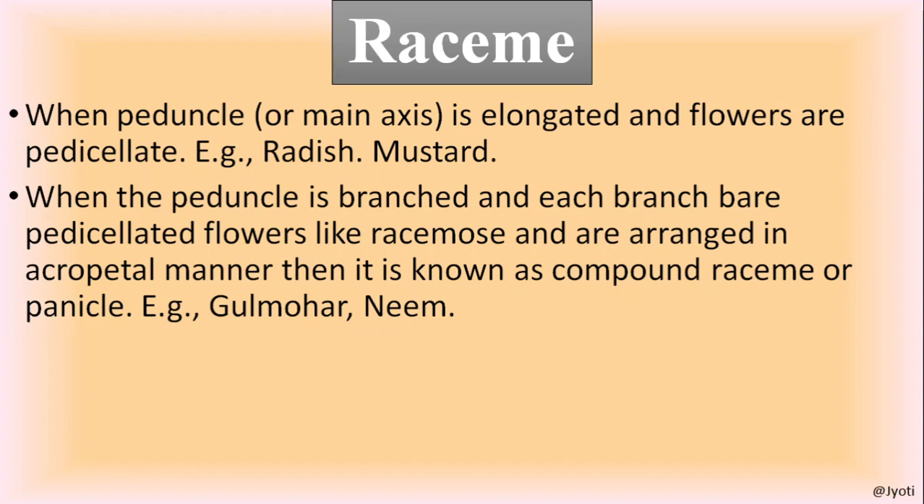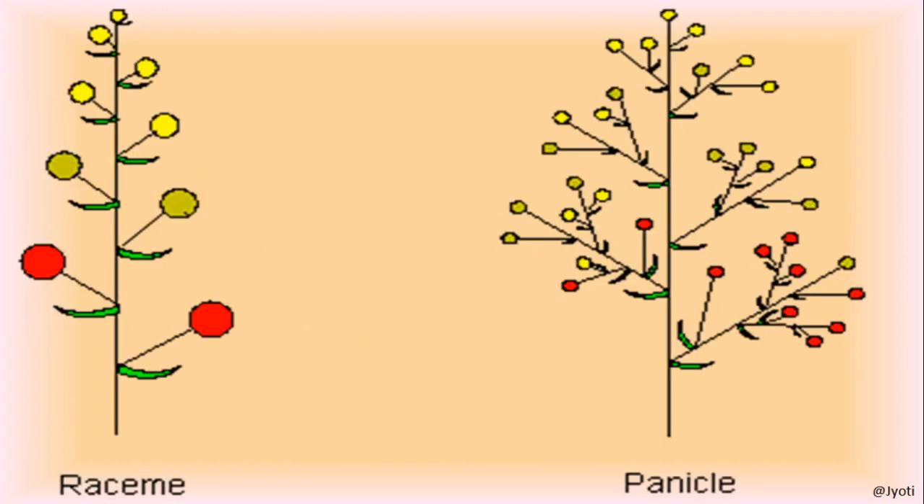Okay, the examples are radish, mustard. But when this peduncle is branched and each branch bears the pedicellate flower in acropetal succession, then that is called panicle, okay, or compound raceme. So let me show you the picture so that it will be clear to you. So this is simple raceme and this is compound raceme or panicle.